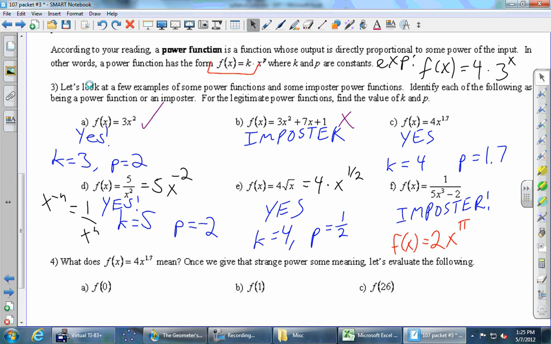Okay, so let's think about that. I'm trying to take x and raise it to the 1.7, which is really the same as x to the 17 over 10. X to the 17 tenths. You guys know that has to do with radicals. You can handle any fraction power by writing it as a radical.